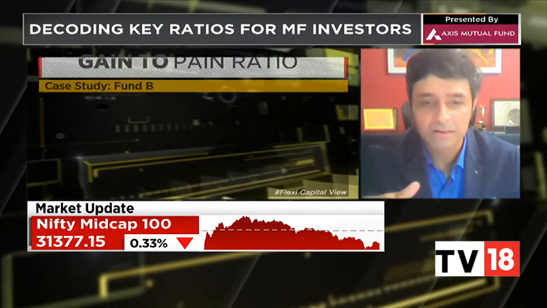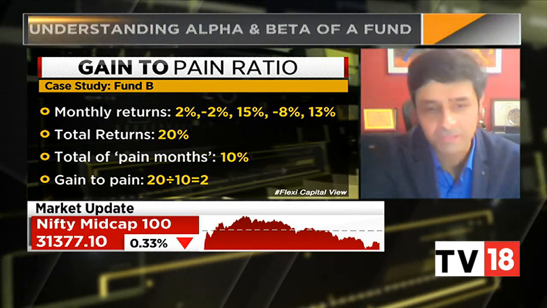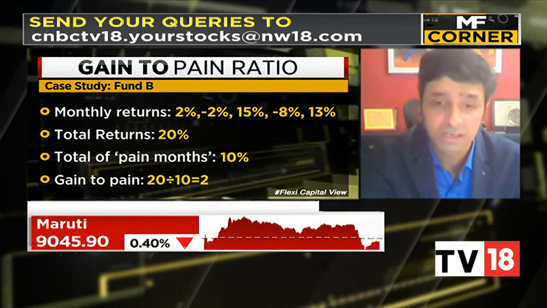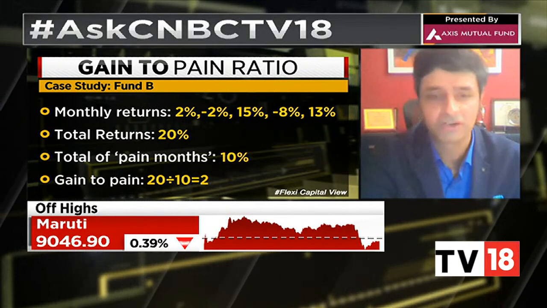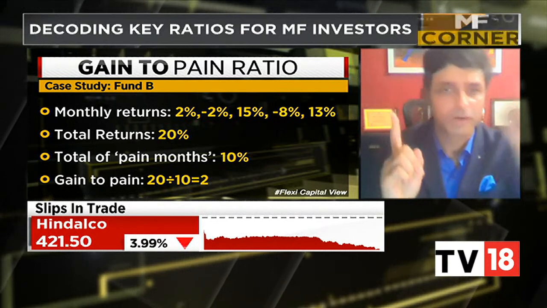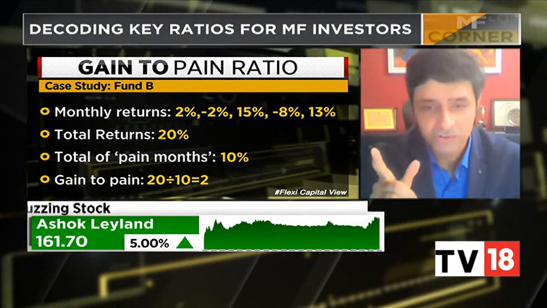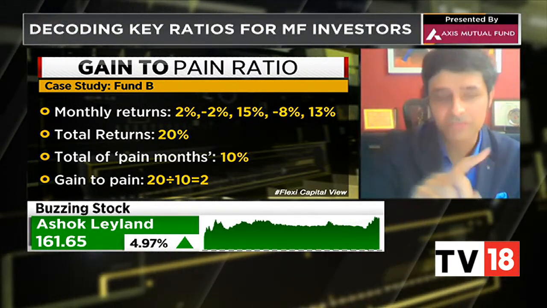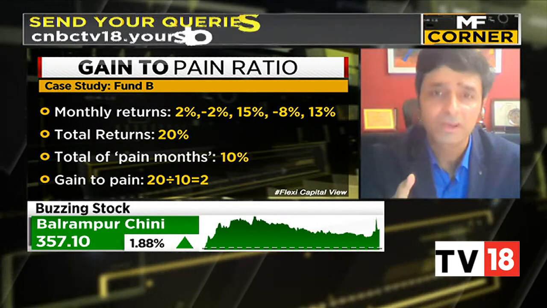Similarly, if I were to compare this to Fund B, again, they have generated a 2%, a -2% in the successive month, 15% up in the third month, -8%, and then 13%. So the total return that Fund B has generated is also 20%, Sumera. So you have both the common barometers, 20% in Fund A, 20% in Fund B. However, the total of pain months is -2% in one month and -8% in the fourth month. If you combine these two, it's a -10%. You divide by the same formula, you get 2 times.